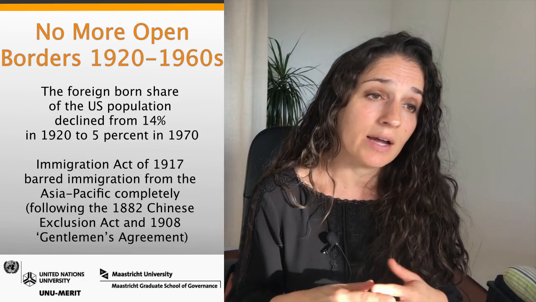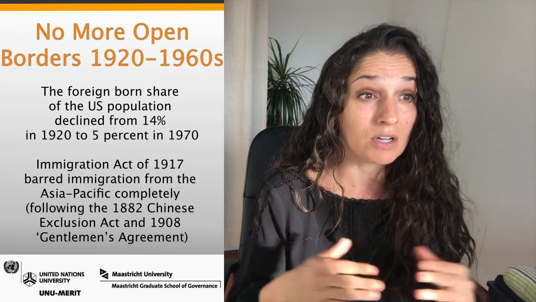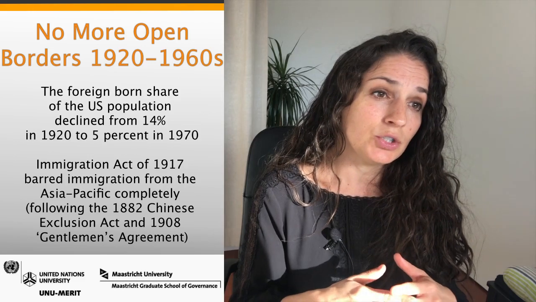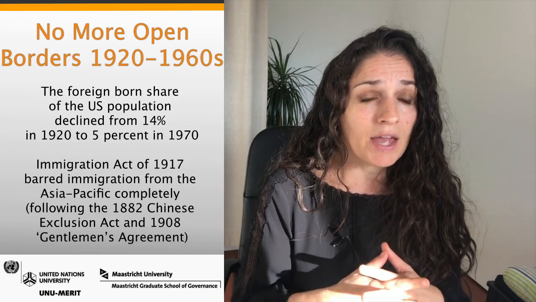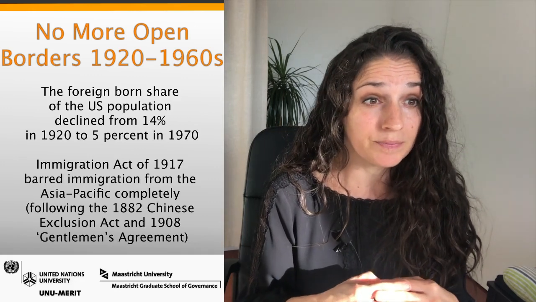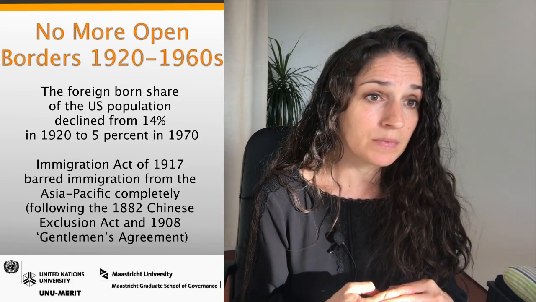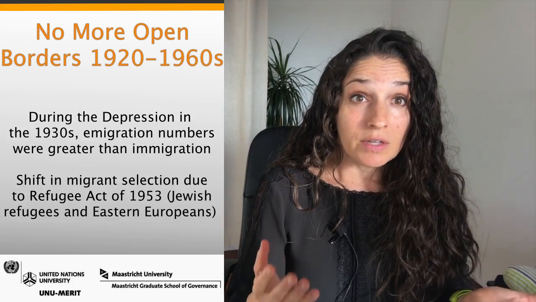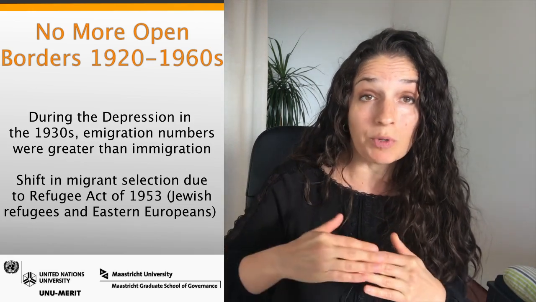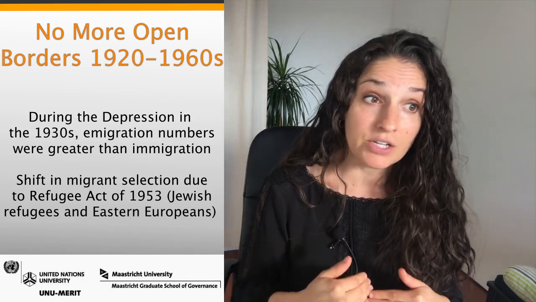And the Immigration Act of 1917 actually barred immigration from the Asia Pacific completely. That was following the 1882 Chinese Exclusion Act, and the 1908 Gentleman's Agreement to restrict immigrants from Japan. So there were very exclusionary policies during this time. Actually, during the Depression period and in the 1930s, emigration, so people leaving the United States, was greater than immigration, or people entering the United States.